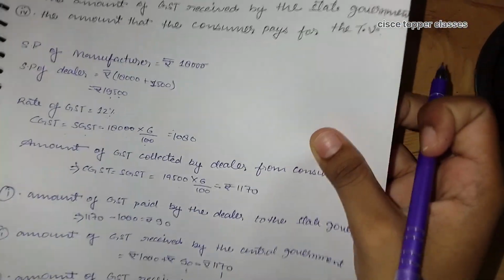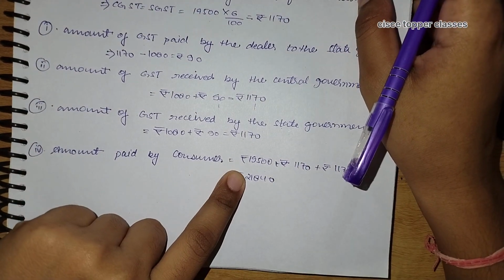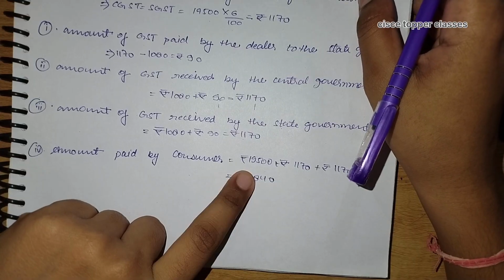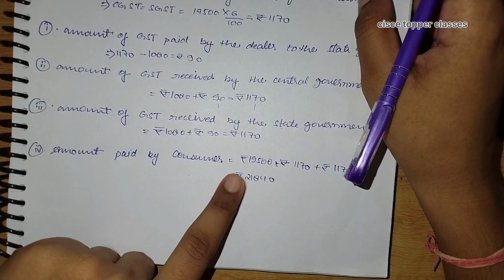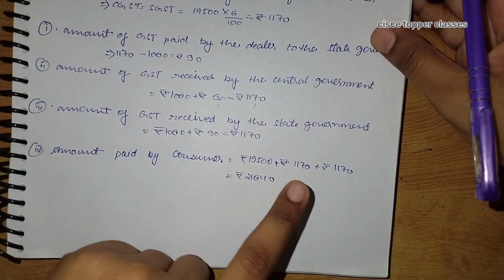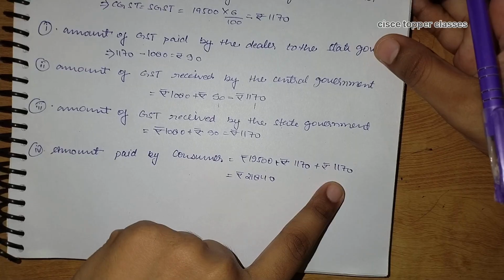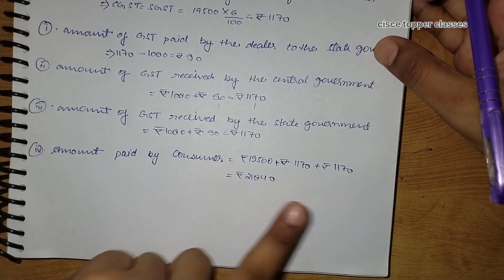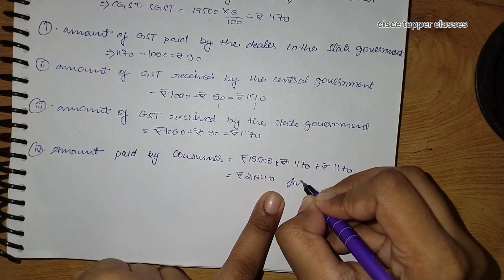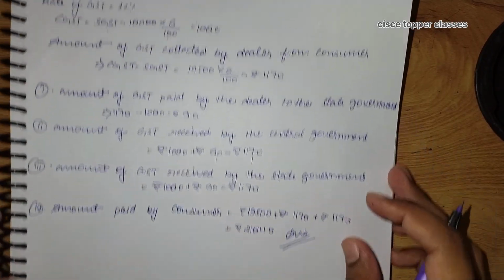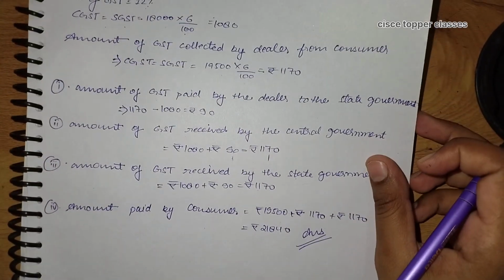Now the last part asked is the amount that the consumer pays for the TV. So if you want to write the amount that the consumer pays for the TV, this is amount paid by consumer, which will be the last 19,500 which we have found after adding the profit. This is 19,500 plus 1170, again plus 1170, means the output GST collected by dealer from consumer. So it will be 21,840 is the answer here in this question. So this is the solution of question number 7 here, and this is the answer which is asked here.